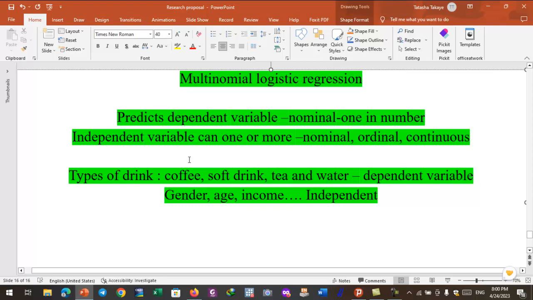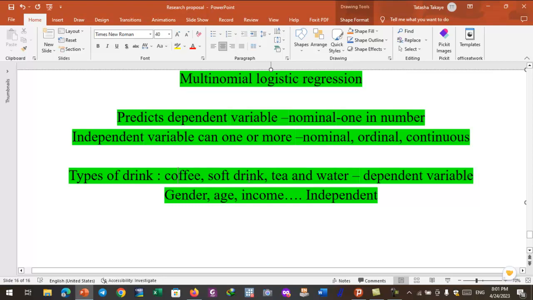What makes the dependent variable nominal is that the answers to be provided by the respondent do not show either greater than or less than. They are not numeric. They are not measured in terms of natural numbers like income, like the height of the person, like the weight of the person.